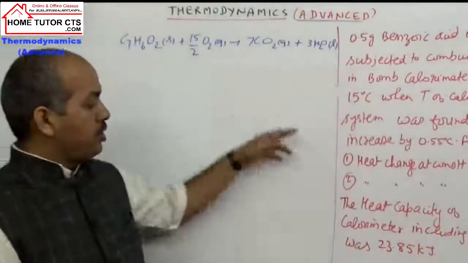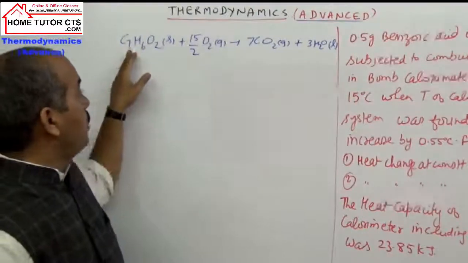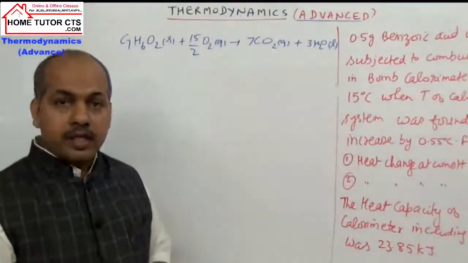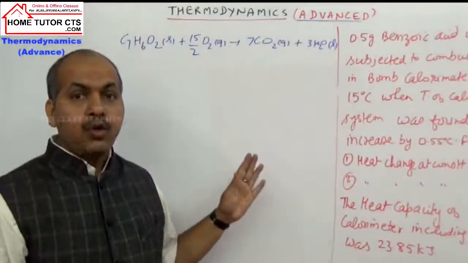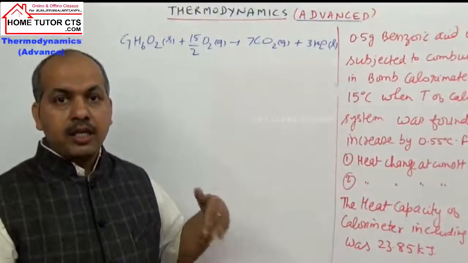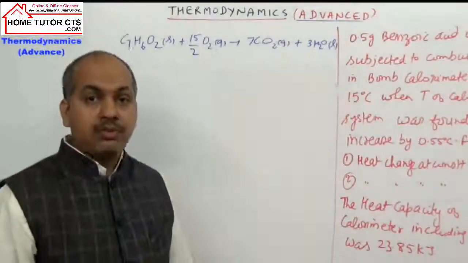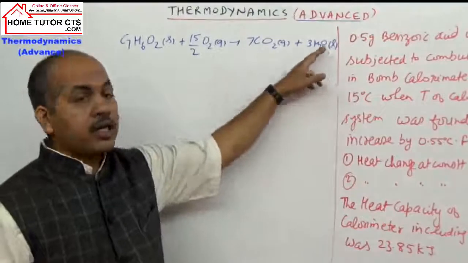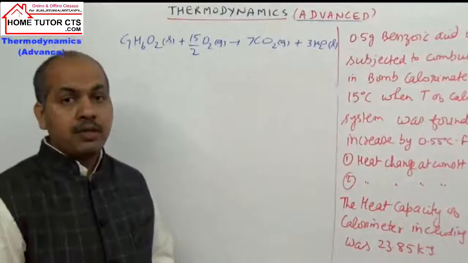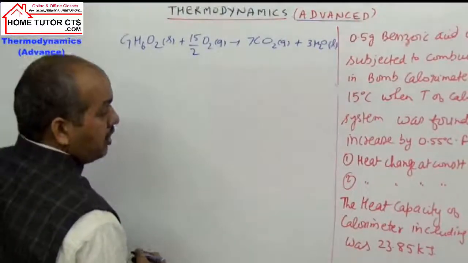Now to solve this question, we first write the combustion equation. Combustion of benzoic acid produces CO2 plus water. In the beginning, water will be produced in the vapor phase because a combustion reaction produces water in the vapor phase. But since we have taken the temperature as 15 degrees Celsius, we will take water in the liquid phase. That's the balanced combustion reaction for benzoic acid. Now in this reaction, we will calculate the heat change.